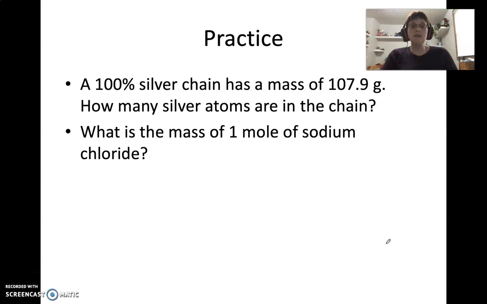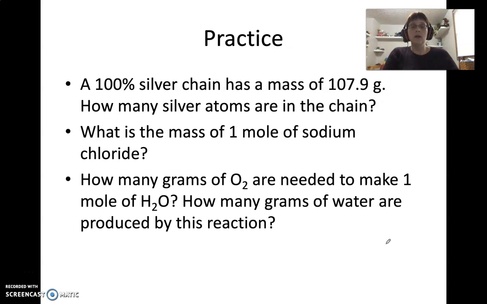What is the mass of 1 mole of sodium chloride? Again, I'll let you work on that one on your own. This is the one that I want to work on. How many grams of oxygen are needed to make 1 mole of water? And how many grams of water are produced by this reaction?